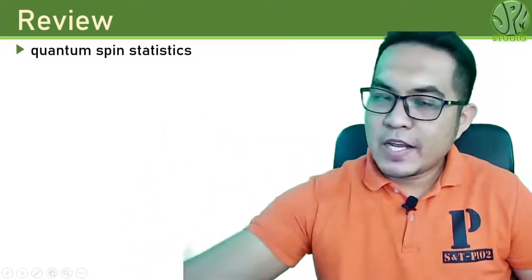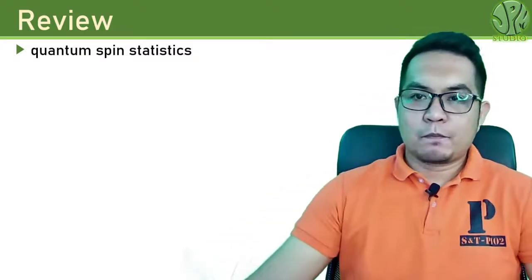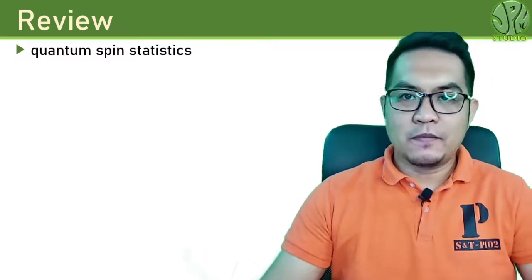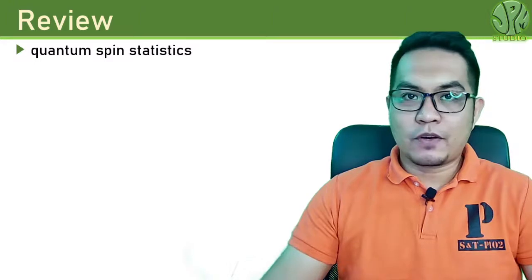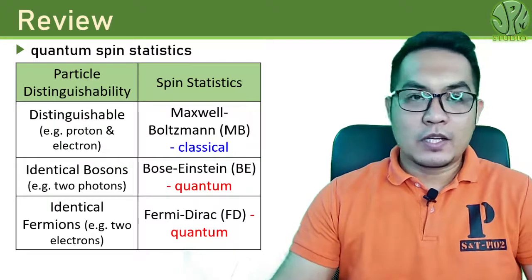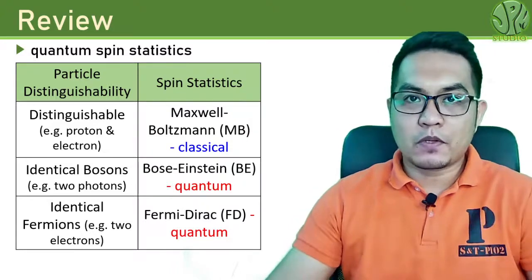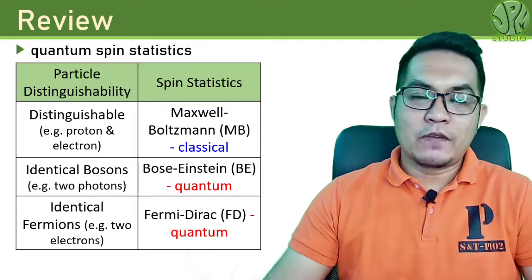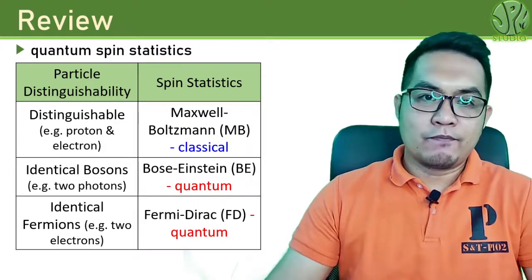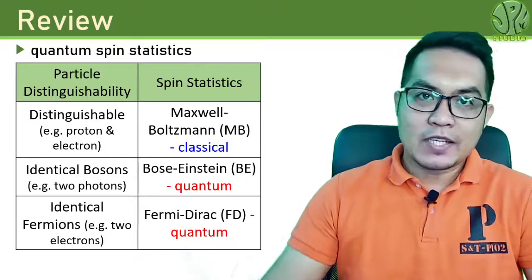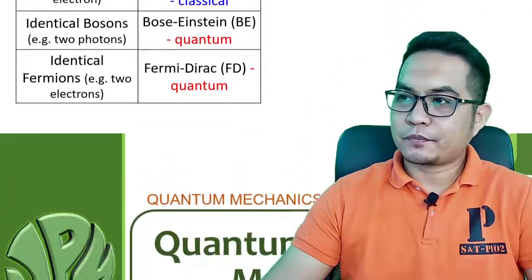So in the previous lesson, we introduced the idea of spin statistics for different scenarios. If you have distinguishable particles, you use Maxwell-Boltzmann statistics, which is a classical statistics. And if you have identical particles, then you use Bose-Einstein for bosons and Fermi-Dirac statistics for fermions.